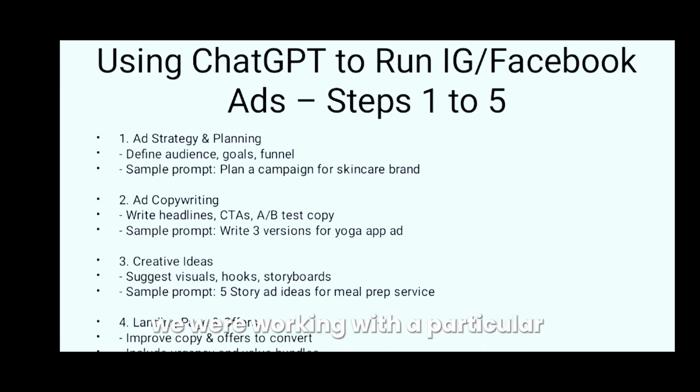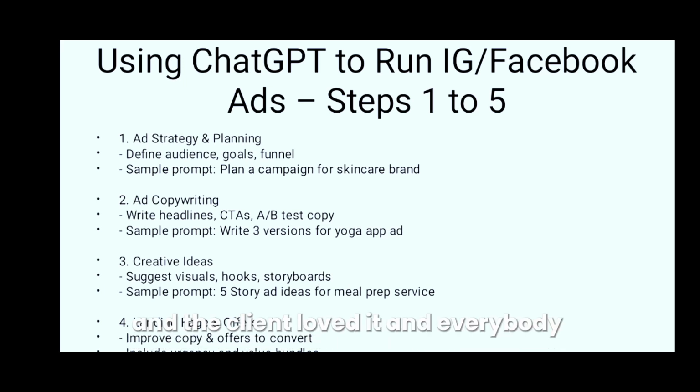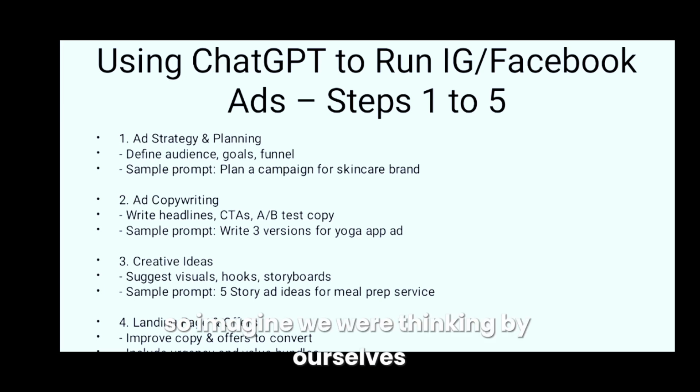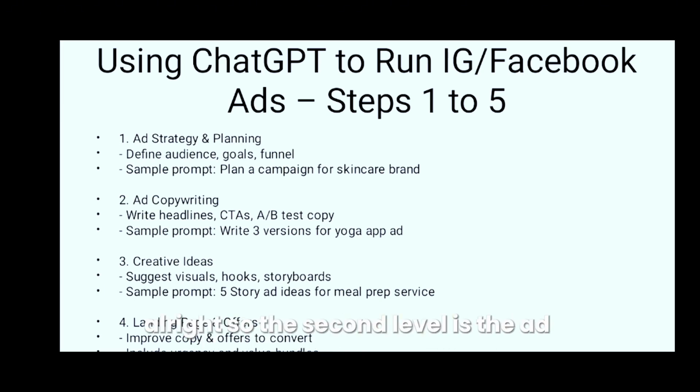There was a time we were working with a particular client in my agency, and we had to use ChatGPT to draw out the ad strategy plan. And it was perfect. The client loved it and everybody loved it, and we were able to implement it. So imagine if we were thinking by ourselves. I'm sure we may not be able to come up with that in the shortest time. Right. So the second level is the ad copywriting.